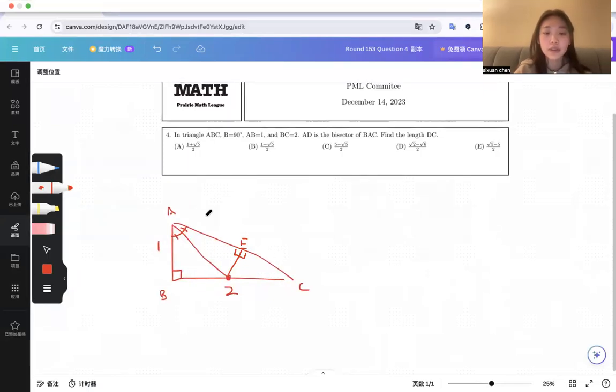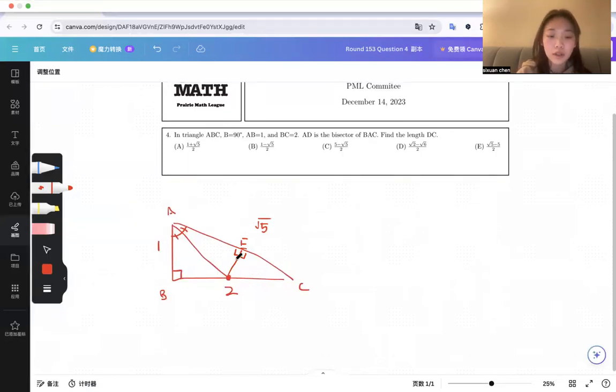And first of all, we need to calculate the length of AC using the Pythagorean theorem. So AC squared equals 1 squared plus 2 squared, which is 5. So we know that the length of the line AC is root 5. And let's look back into these new triangles that we created.